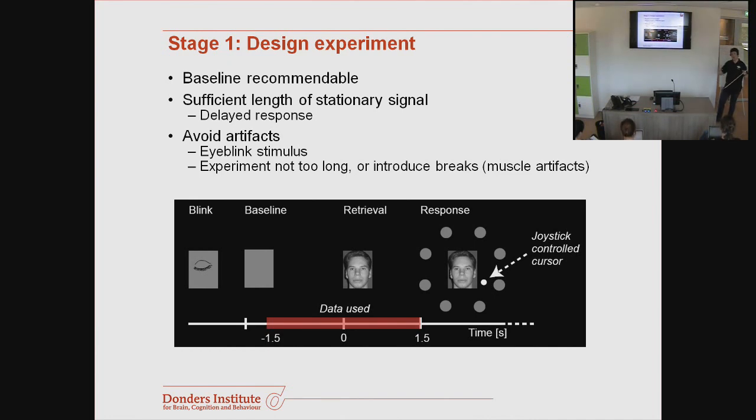So you want to have a sufficient length of stationary signal that you're going to use in beamforming. It relies on a covariance matrix, and that covariance matrix is built from your data. We're going to get into it in more detail, but it's really important that if you plan to do beamforming in your research line, you start with the design of the experiment.